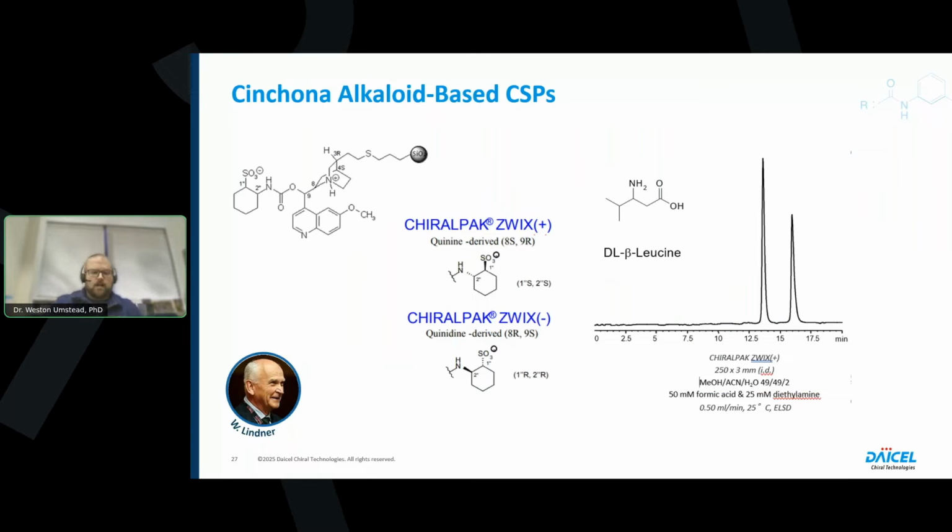For zwitterionic molecules like amino acids, whether they be alpha, beta, or gamma amino acids, ZWIX plus and ZWIX minus work incredibly well, as well as other amphoteric and zwitterionic molecules, which can be challenging to separate on polysaccharide or other phases because of the diversity of interactions taking place, the diversity of functionality those molecules have. Also mass spec compatible, which is a great two-problem solution here.